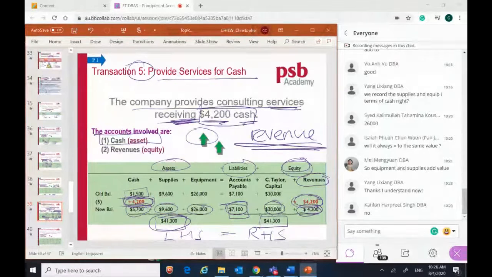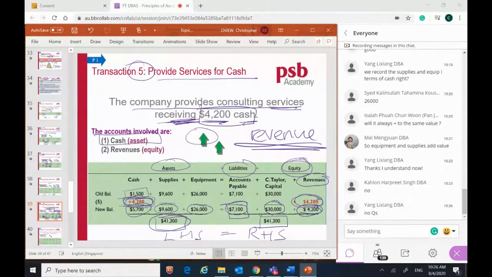Alright, can you see how it works? So no matter what happened in the business, your accounting equation must always remain equal. This is the main point that we are stressing here. You get it? Any questions so far? Okay, very good.